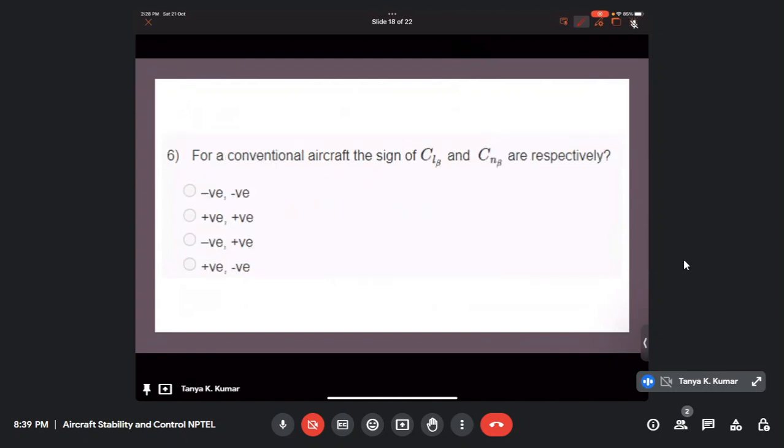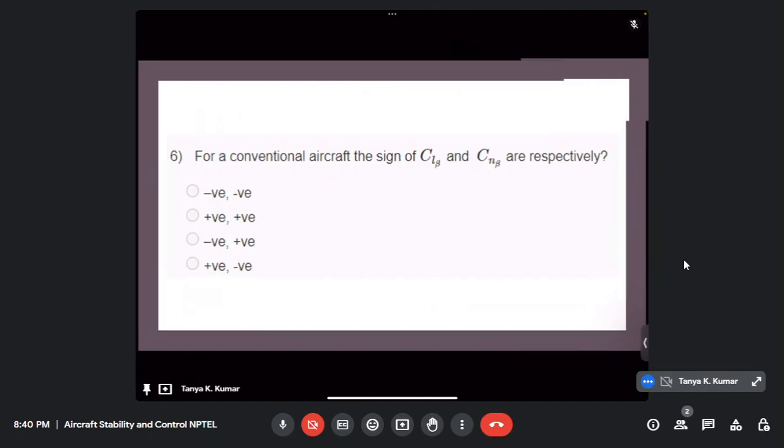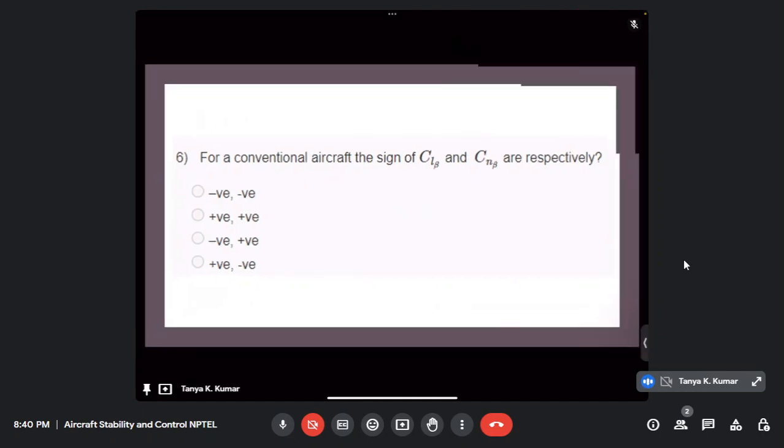Next, for a conventional aircraft, the signs of CL beta and CN beta are respectively. We just discussed this. Just try to get it on your own. Just try drawing it. Take a positive beta and see if it produces positive or negative CL and CN moments. L is the rolling moment, N is the yawing moment. See if the rolling moment and the yawing moment generated are positive or negative, and then you'll be able to get the signs of the two derivatives.